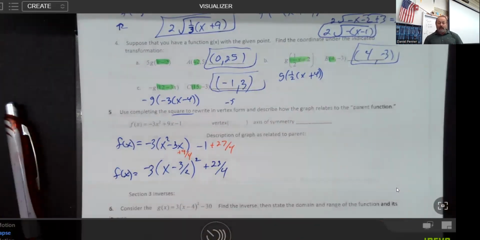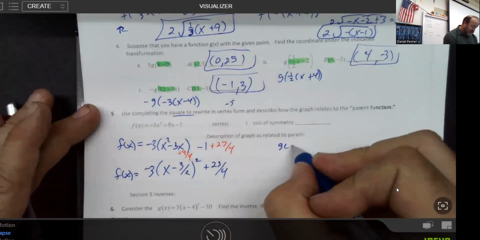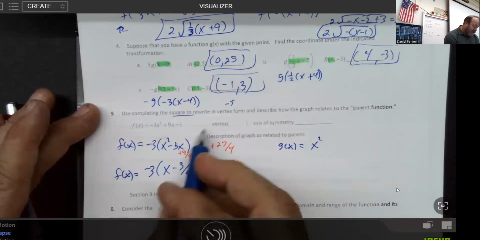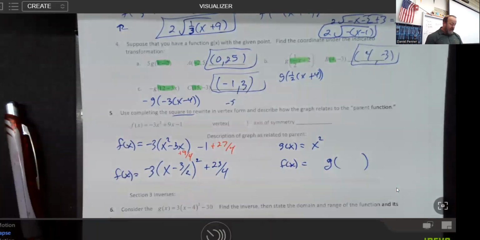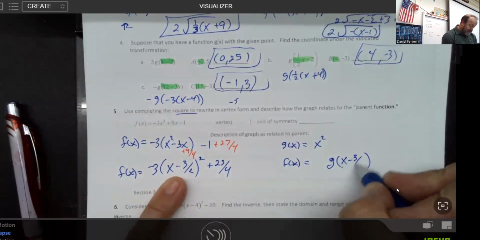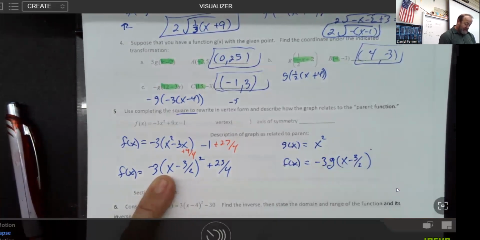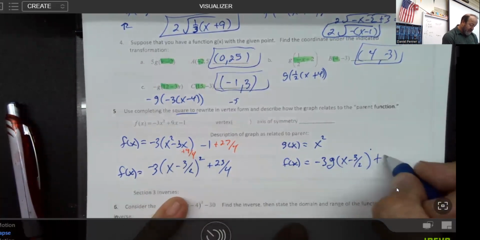Now, the reason I like that version is that allows me to think about it more as a graph by transformation. So if we were thinking of g of x as being x squared, then f of x, which is this original function, would be g of, and let's look through what happened. The first thing I notice is that x got replaced by x minus 3 halves. I also notice this -3 is sitting on the outside, in front of the x squared piece, and this 23/4 is out here.